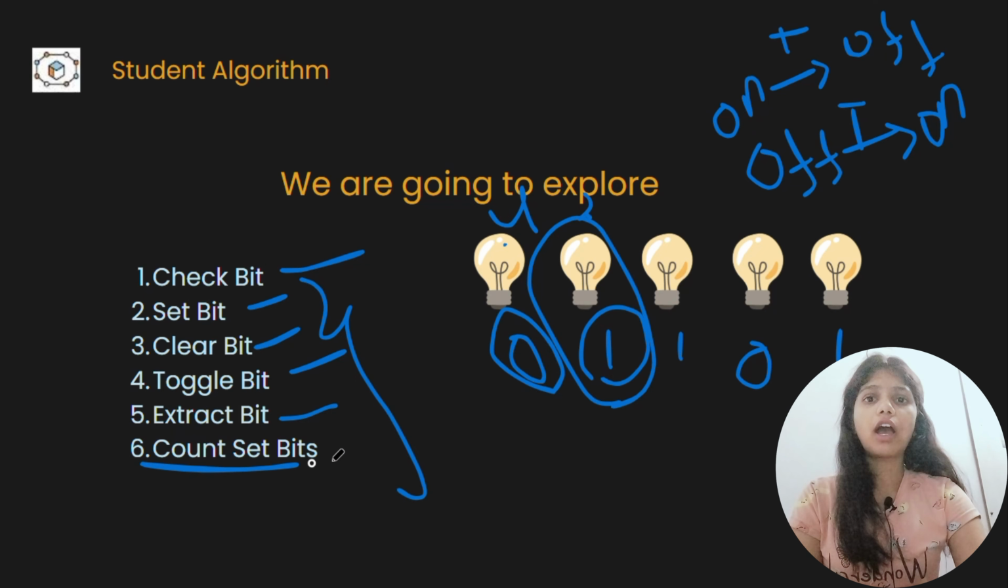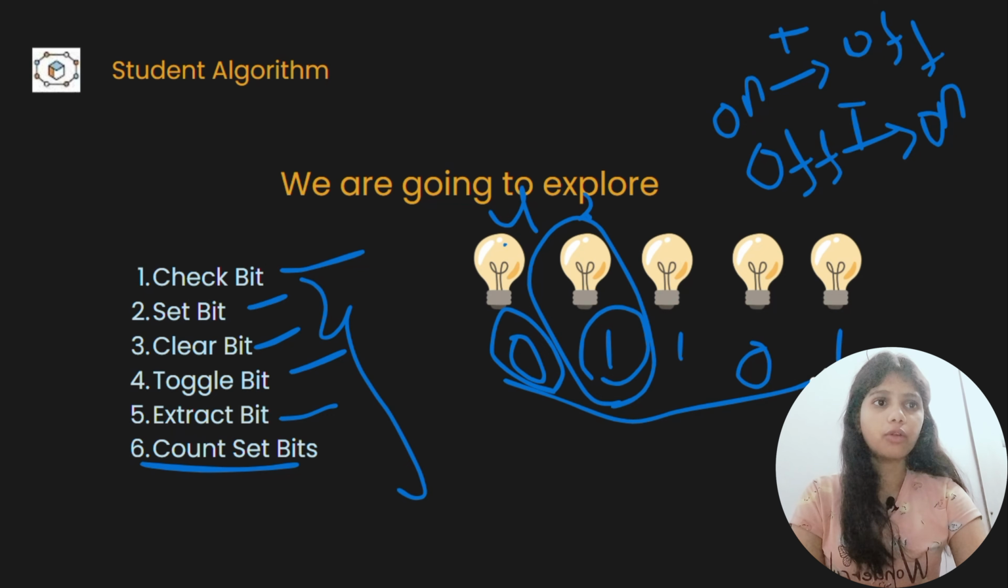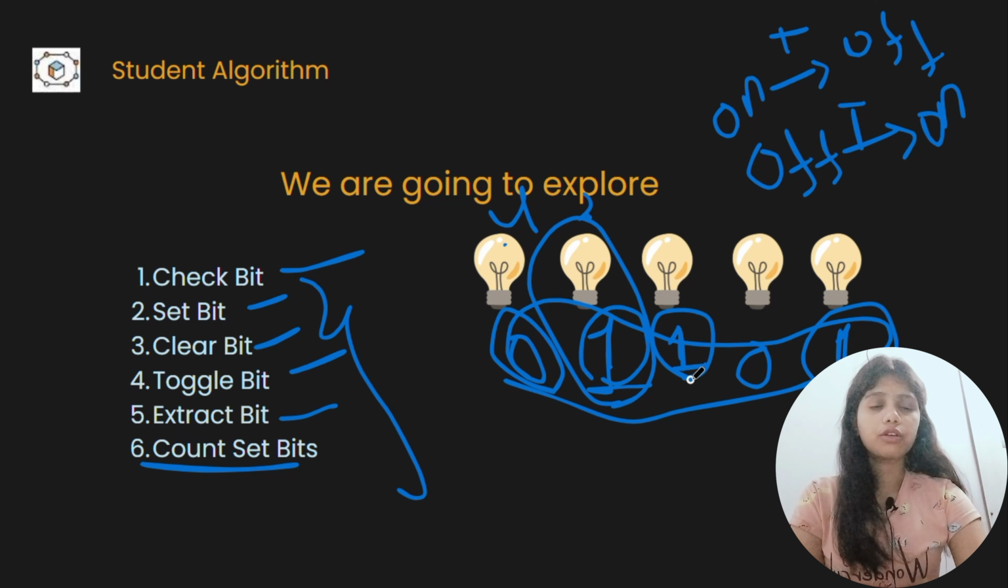Count set bits and count unset bits is nothing but counting over the entire number. As we discussed, set is nothing but 1, so we need to check how many 1s are present. That means how many bulbs are on and currently working. We simply need to count the number of 1s in a particular number. So this is all about what we are going to discuss today.